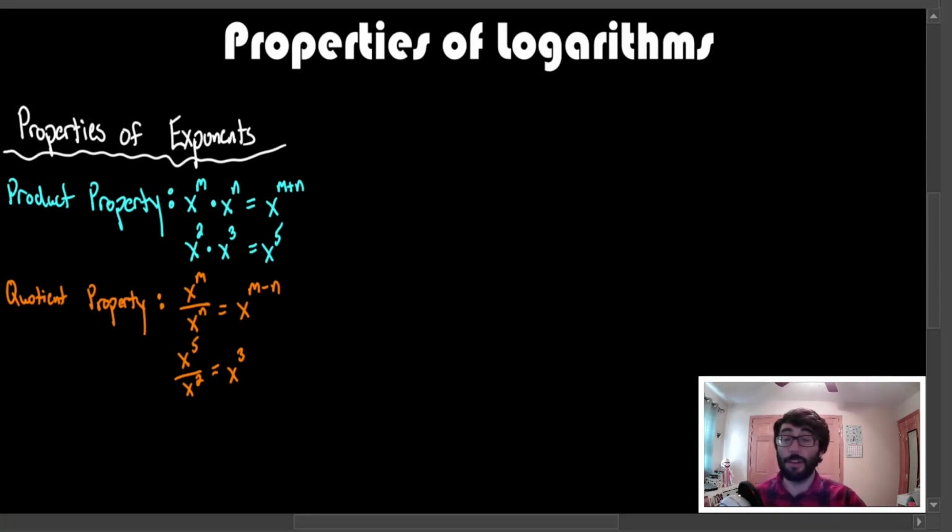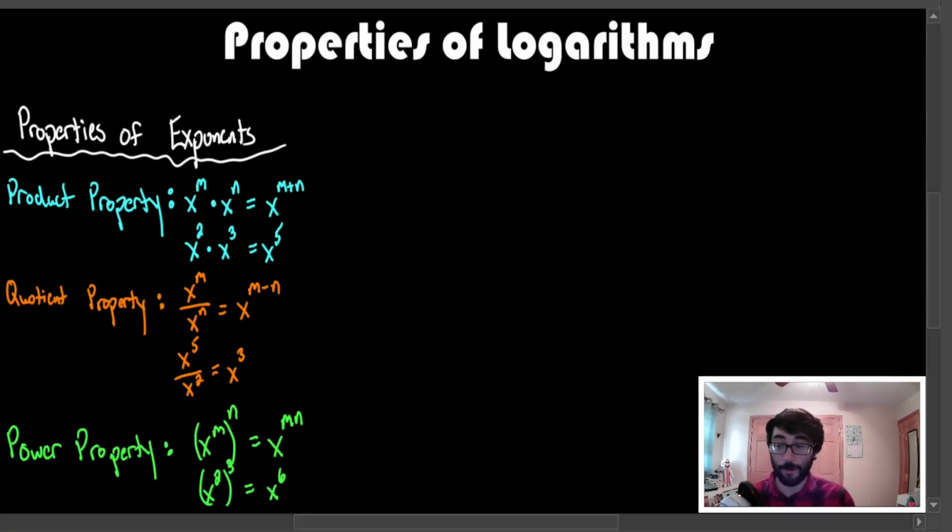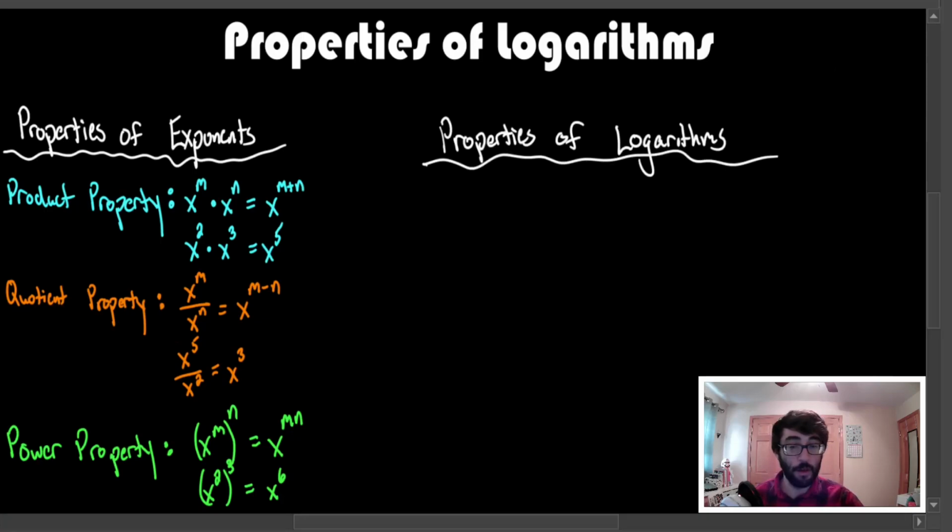And now there are some others, but the last big one I want to talk about is the power property, which states if you have an exponential expression raised to some other exponent, you actually multiply the exponents. So for example, if I have x squared and then that is raised to the third power, we actually multiply the two powers. If you have a power raised to a power, you multiply the powers. So if I have x squared raised to the third, I multiply the two powers of 2 and 3, and that becomes x to the sixth. Now those are the main properties of exponents. And remember, the inverse of an exponential expression is a logarithmic expression. So let's talk about the properties of logarithms, because we have one for each of them.